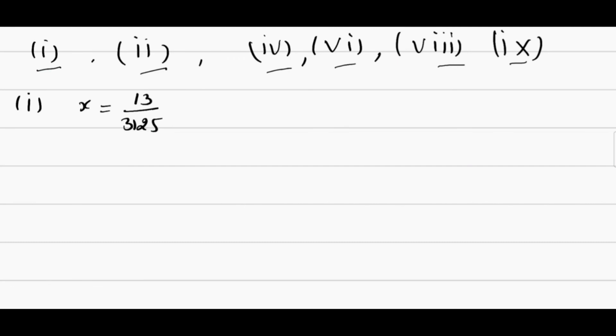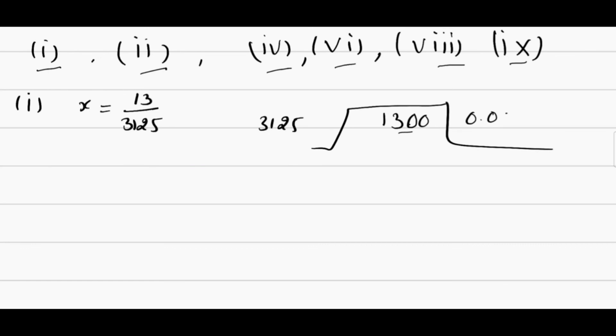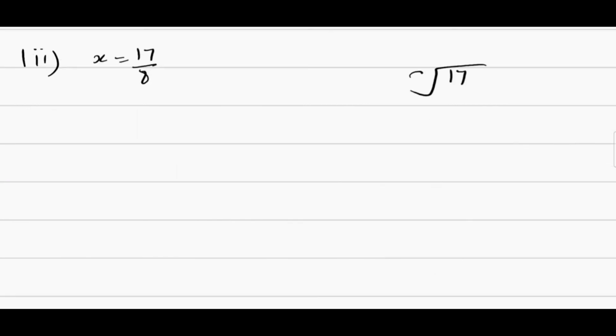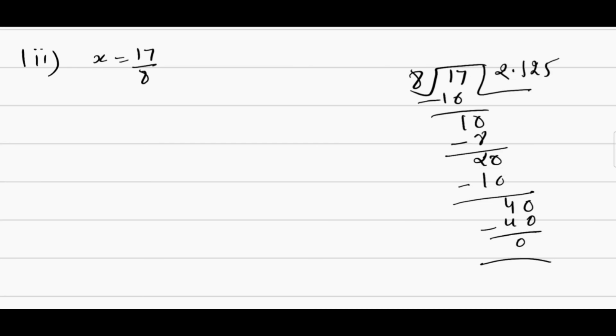First question is x is equal to 13 divided by 3125. So let's divide 13 with this. 13 divided by 3125. So first we will get 0. Here 0 will come, again 0, 0. This is less, again we'll put 0 and like this. So after dividing this, you will get 0.00416. Right, 17 with 8. If we divide 17 with 8, you will get 2.125. I'm not showing all these steps, you can do them yourself.